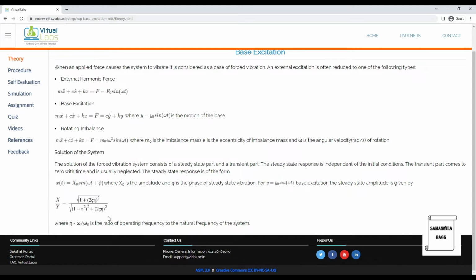So here we are going to use this equation of x for calculating the amplitude. This capital Y is nothing but this y naught that you see here. So whatever magnitude you have given, you're just supposed to substitute here. And x is what we are going to calculate. x is the amplitude of forced vibration. Also you can note that x upon y is called motion transmissibility.